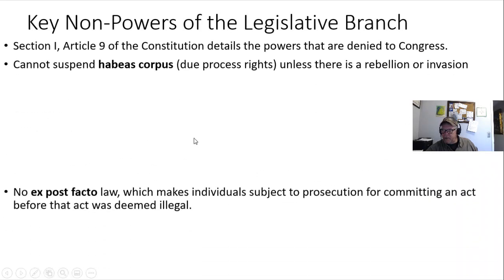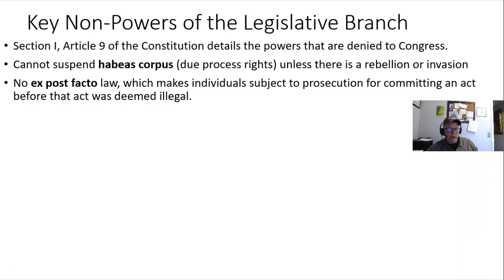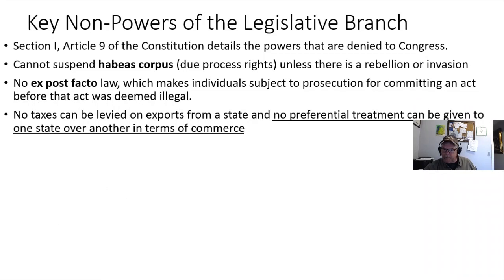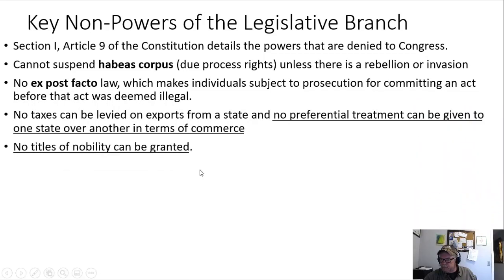What can't they do? You can't suspend habeas corpus. You can't make laws that go back in time and say, this used to be legal, now it's illegal, or vice versa. You can't go back and arrest somebody for something that wasn't a law back then. Just because you make a new law today doesn't mean if you did it 3 months ago, you're guilty of that, because it just came into being. Right? No preferential treatment. That comes from the founding of the Northwest Territories, right? Everybody comes in on the same level state-wise. We're not going to play these games. Titles of nobility, right? Lord, whatever.